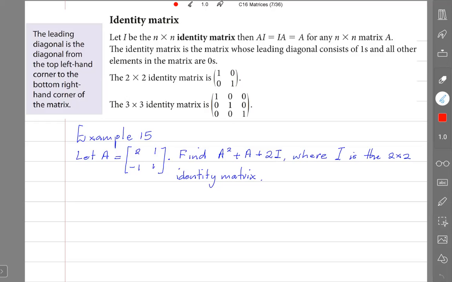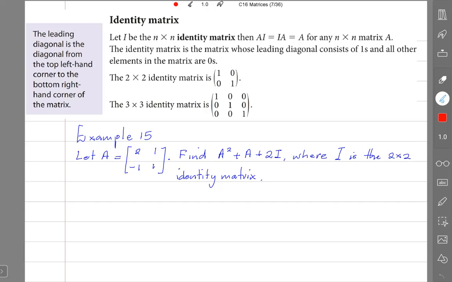So the identity matrix is the matrix whose leading diagonal consists of ones, and all other elements in the matrix are zeros. The leading diagonal is the diagonal from the top left-hand corner to the bottom right-hand corner of the matrix. So here, the 2 by 2 identity matrix is 1, 0, 0, 1. The 3 by 3 identity matrix is 1, 0, 0, 0, 1, 0, 0, 0, 1.